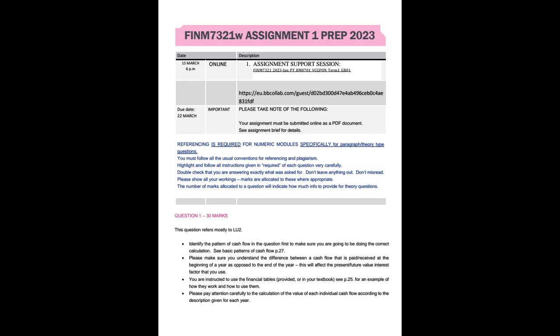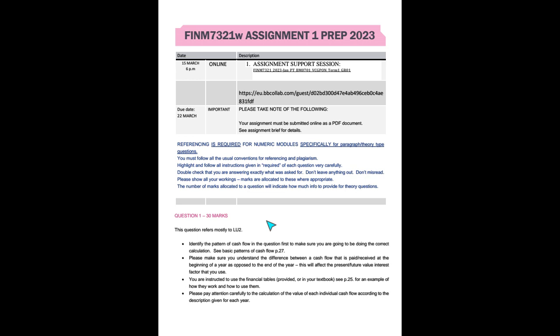Okay, Evan asked for question 1, can we use the format on page 30 of the textbook to answer the question? Let me just see what's on page 30. So the answer to that is no, because that's not using the financial tables. Am I right? I think that's what you're asking.